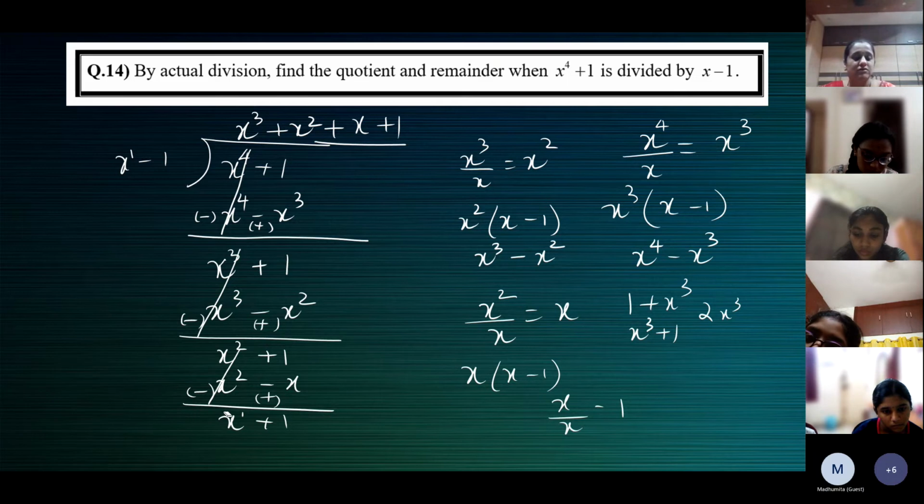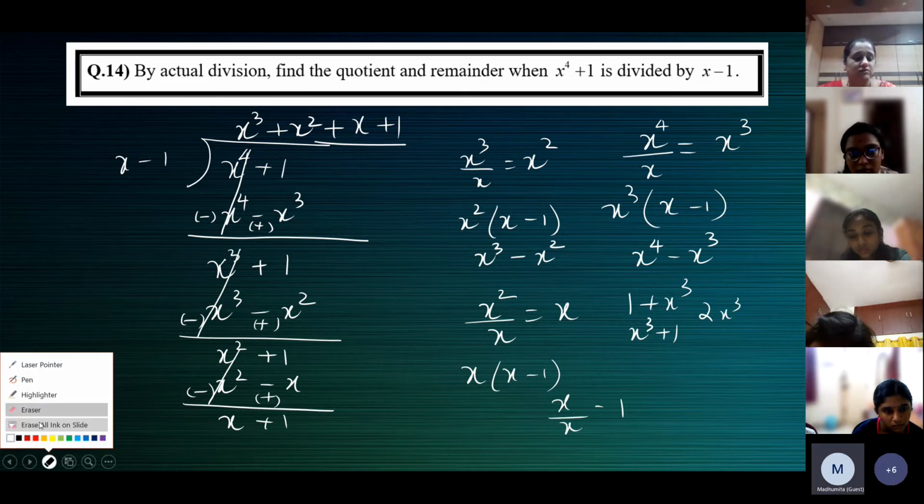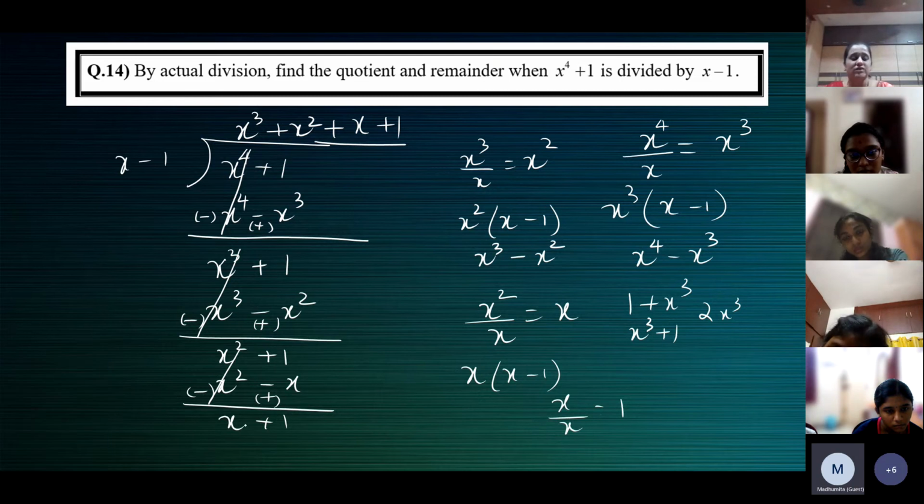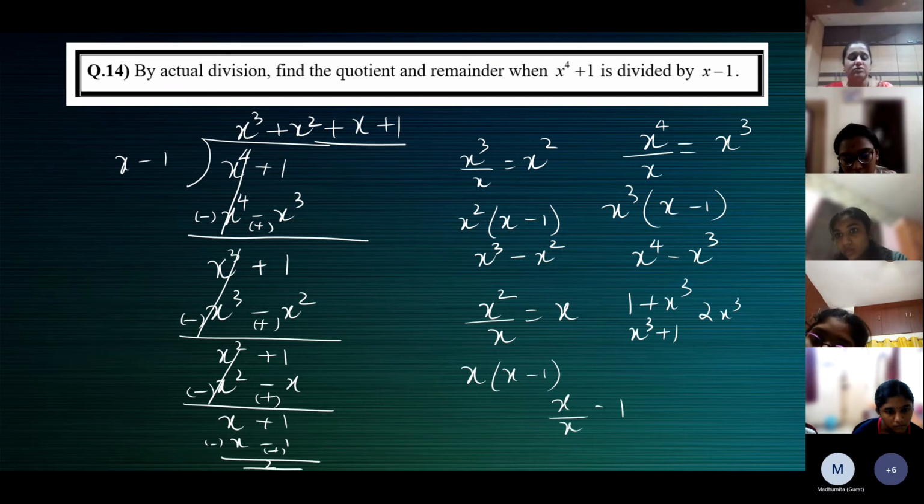So when you multiply the divisor x minus 1 by 1, you will get the same thing, x minus 1. Change the signs. And 2 is the remainder. 2 is the remainder.